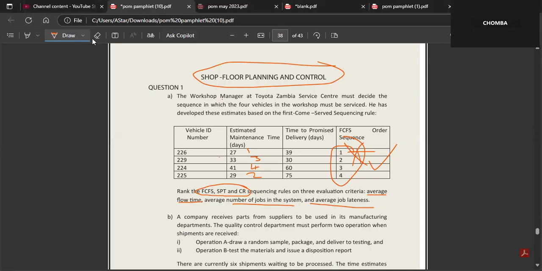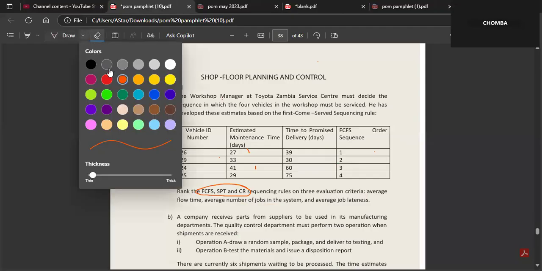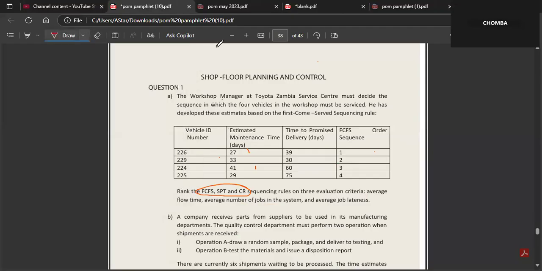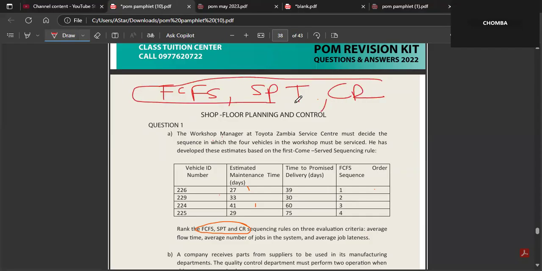You understand what I mean? Yeah. So the question asked us to do what? To do those. The first come, first serve. You understand? First come, first serve. Shortest processing time and the critical ratio. And critical ratio. Yeah. Okay. Is that okay? That's very much fine. Okay. Thank you for understanding.